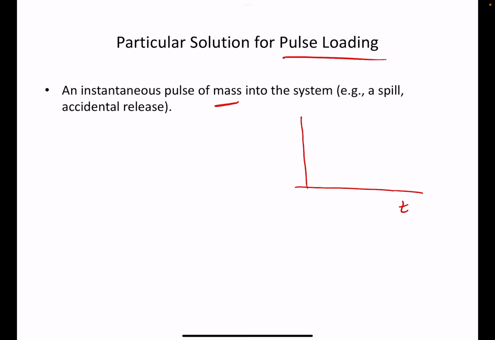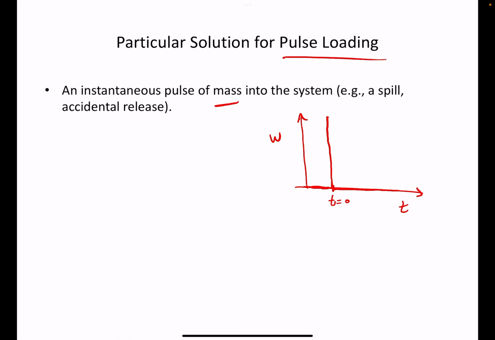Let's see, we have time here, and this is loading. You can see that the loading was 0 until the accident occurred, until the spill occurred. And then you will have a pulse increase in the loading, and then later on it goes back to 0. Initially loading is 0, and then during the accident, let's say time is equal to 0, there's a pulse, and then later on there is nothing. There's no more loading coming in. There is no external loading.